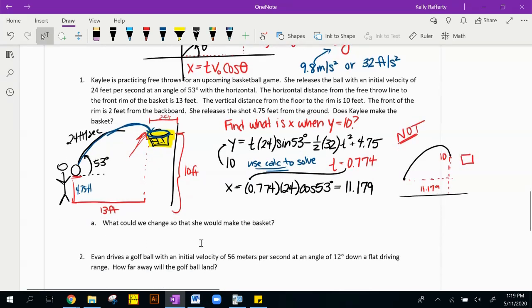What would change so that she would make the basket? Think about that. She could throw the ball harder. Maybe she could start higher. She could get closer to the basket. She can change her angle, right? All of those things will change our equations.